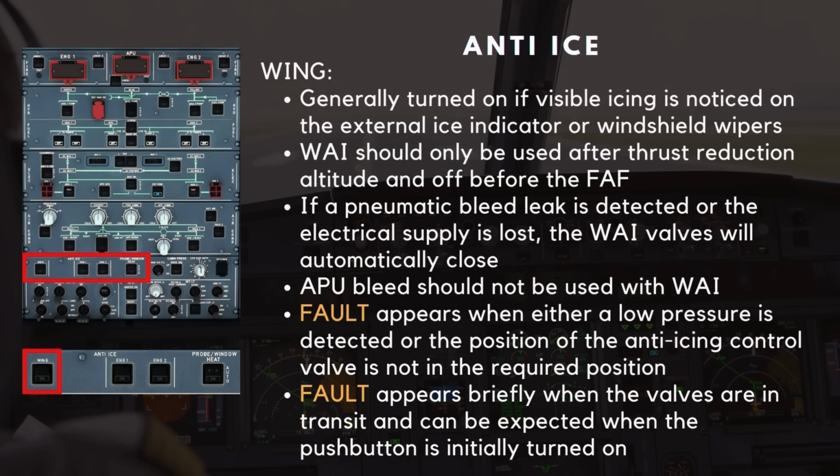If a pneumatic bleed leak is detected or the electrical supply is lost, the wing anti-ice valves will automatically close. A point to note, the APU bleed should not be used in conjunction with the wing anti-ice due to the bleed architecture. An amber fault light appears on the wing push button when either a low pressure is detected or the position of the anti-icing control valve is not in the required position.